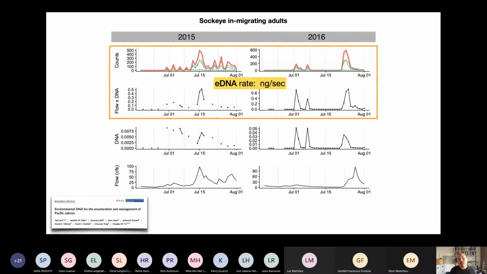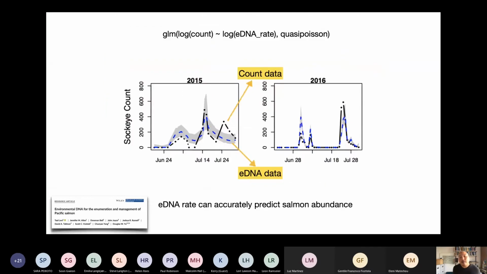And now actually it looks pretty good, right? So when there are a few fish, there's low amounts of DNA in the total volume, and when there's lots of fish, there's lots of DNA. And then you can just fit a model and ask how well this DNA rate explains the variation in counts, and you find that the model is highly significant. You can just see by eye that it is.